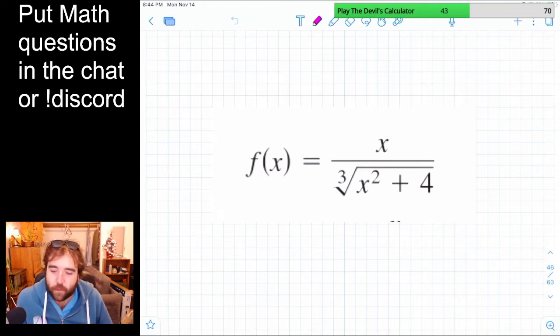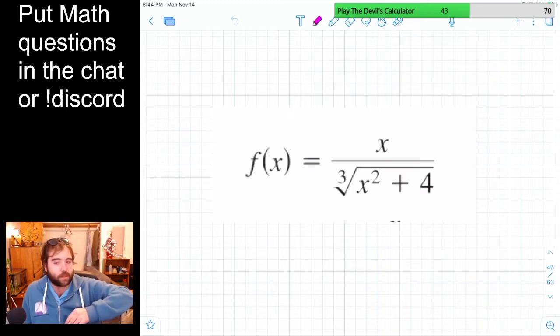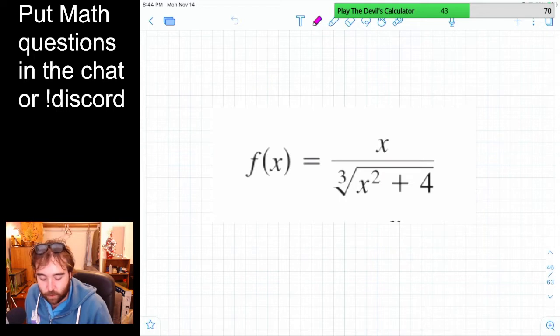So here's another one. This one, just like the one before, we have to use the chain rule as well as another rule. Because here you see we have a function divided by a function. So that means we're going to have to use quotient rule. So that's what we're going to do.